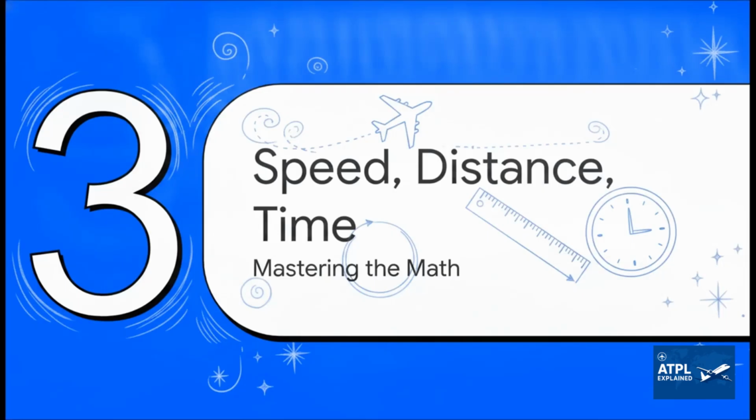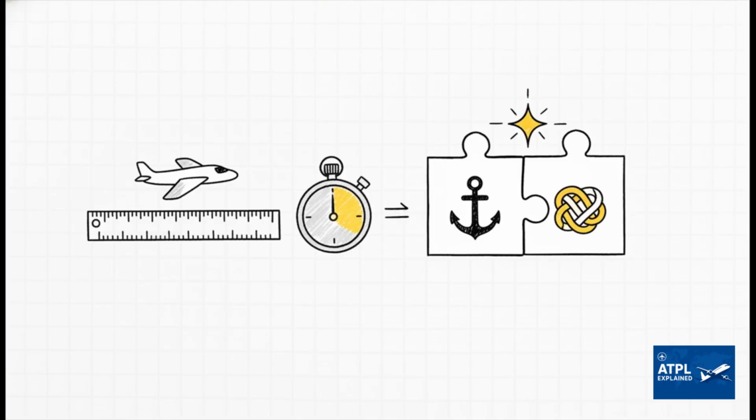All right, Section 3, speed, distance, and time. Mastering the math. Let's shift our focus to the core mathematical calculations that dictate exactly how long a leg of your flight will take. Here's your foundational formula. Ground speed equals distance divided by time.